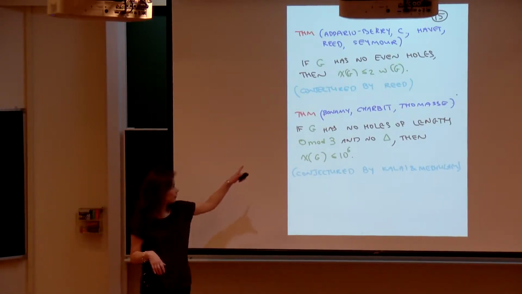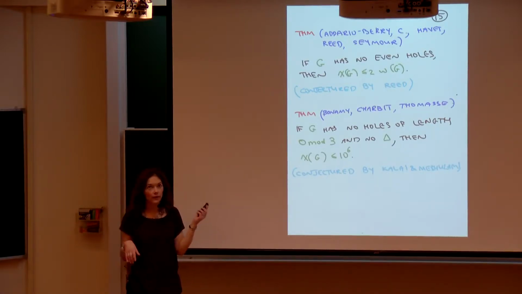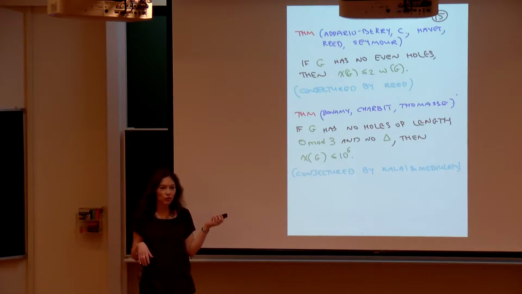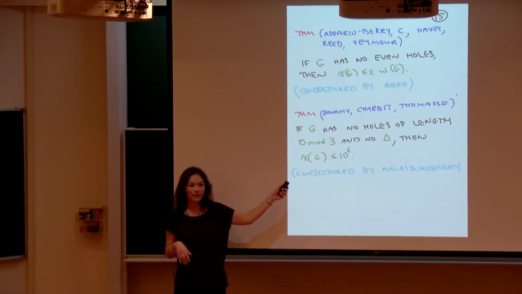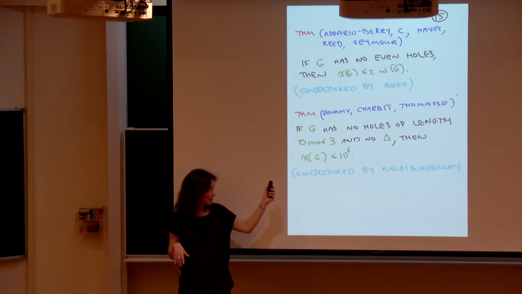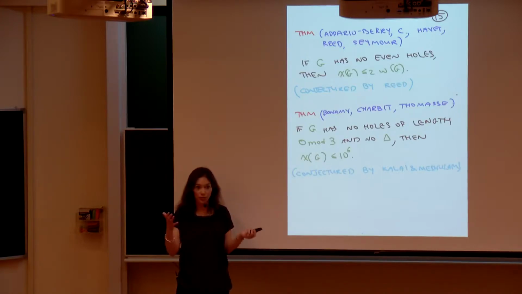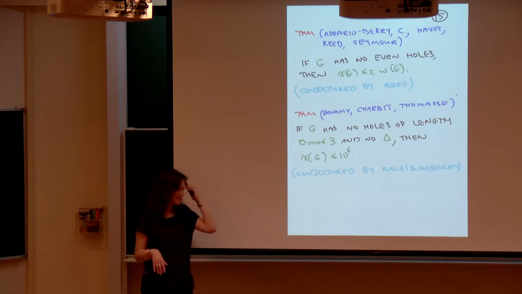Then a few years later, Bonami, Charby, and Thomas proved that if you forbid holes of length 0 mod 3, but also forbid a triangle, then the chromatic number is bounded. This is a version of the chi-boundedness theorem, because to prove that something is chi-bounded, you need to prove that the chromatic number is at most a function of the clique number. Here, I know what the clique number is. It's 2. So I need to prove that the chromatic number is bounded, and they did.